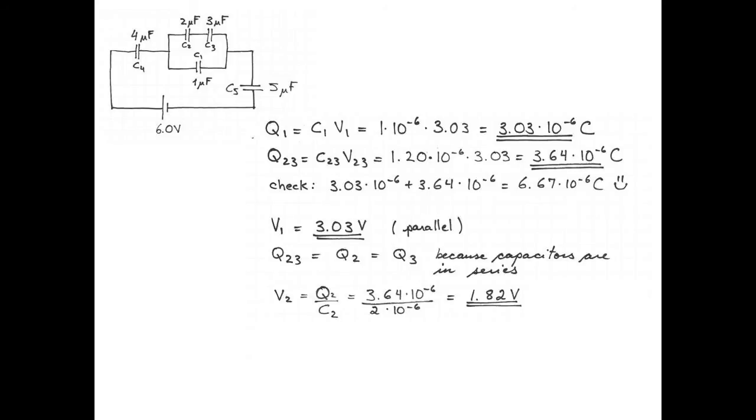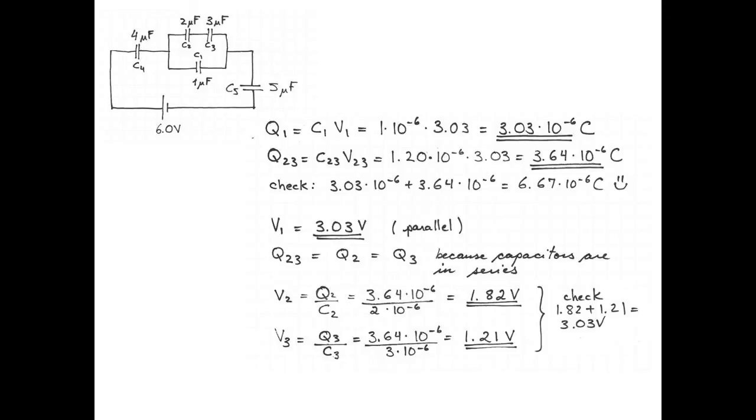That makes the potential difference across capacitor 2 3.64 microcoulombs divided by 2 microfarads, which gives 1.82 volts. The potential difference across capacitor 3 is 3.64 microcoulombs divided by 3 microfarads, and that is 1.21 volts. And here's another good opportunity to check. 1.82 volts plus 1.21 volts are 3.03 volts.